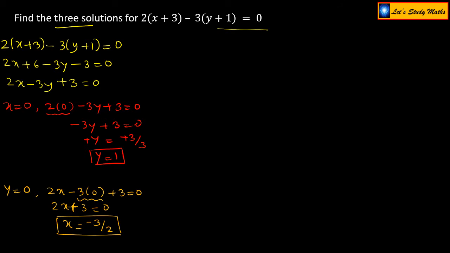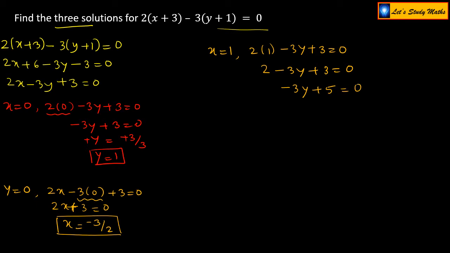So next I'll consider x is equal to 1. When x equal to 1, that time it is 2 into 1 minus 3y plus 3 is equal to 0. So it is 2 minus 3y plus 3 is equal to 0. So minus 3y plus 5 is equal to 0. Then it is minus 3y is equal to minus 5. Then minus minus cancel, it is plus. Then y is equal to 5 by 3. This is the third solution of the given equation. So we found three solutions here.